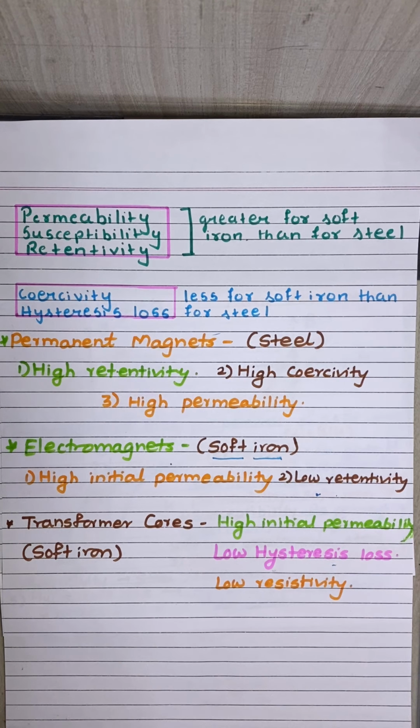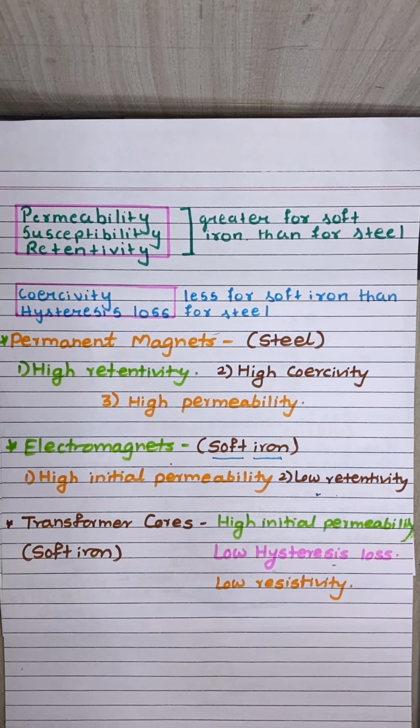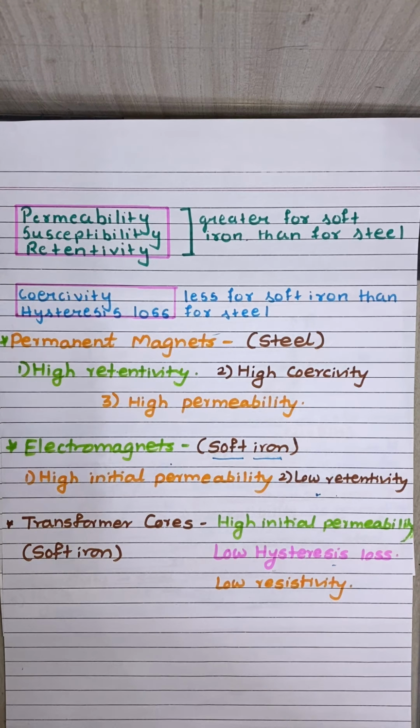These are the important things we can keep in mind to explain how to produce a permanent magnet, how to produce an electromagnet, and how to produce transformer cores.